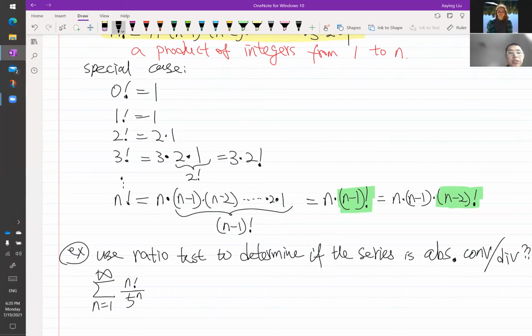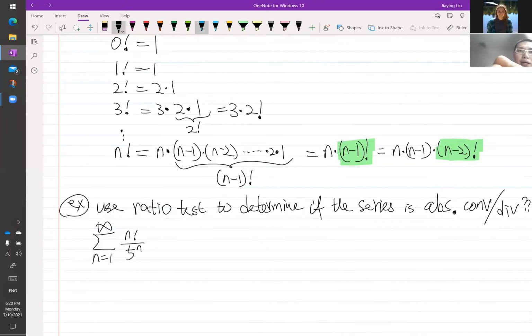So for this series, we want to know if it's convergent or divergent, and whether it's absolutely convergent. We're going to use the ratio test. If you recall the ratio test, you have to find the a_(n+1) term and the a_n term, find the ratio, and then take the limit. So we define L equals the limit as n goes to infinity of a_(n+1) over a_n. That's what we define as L.